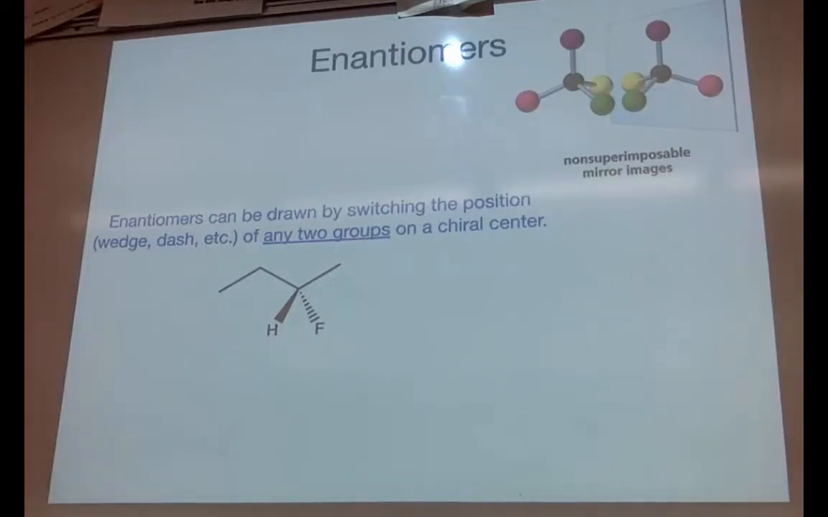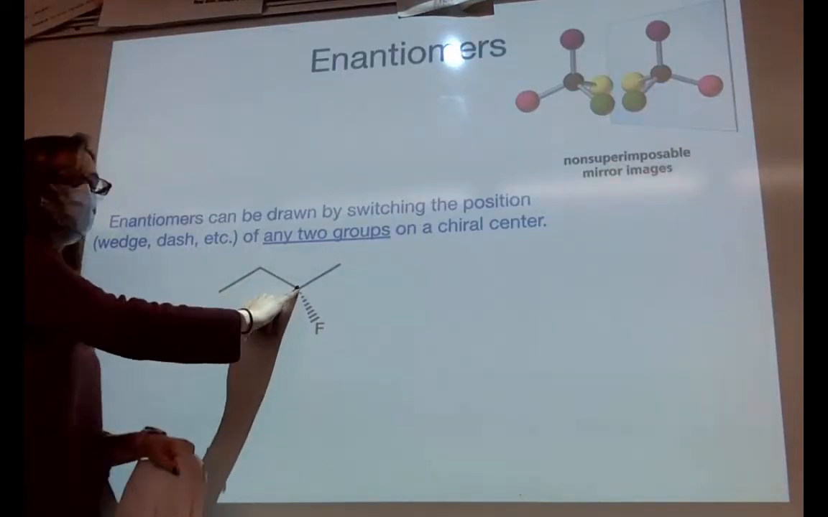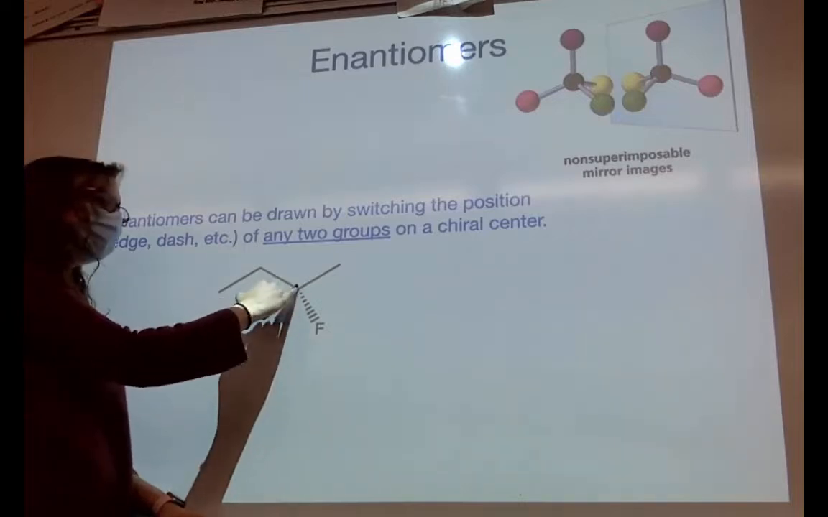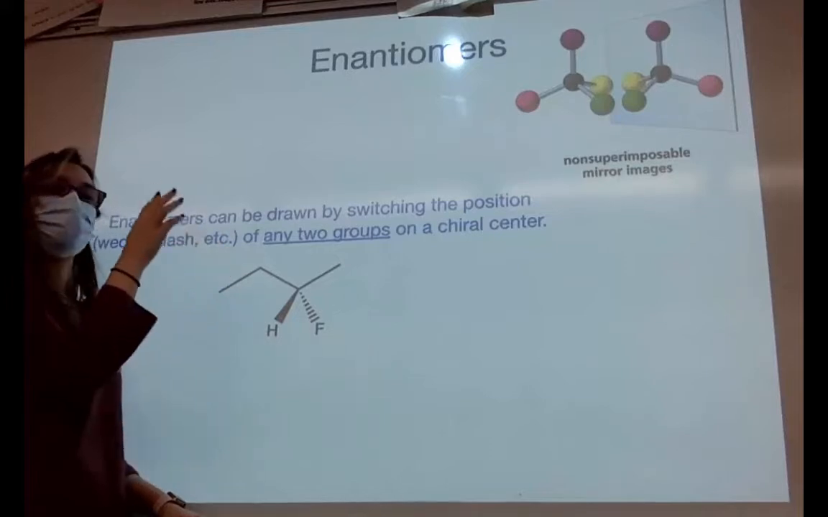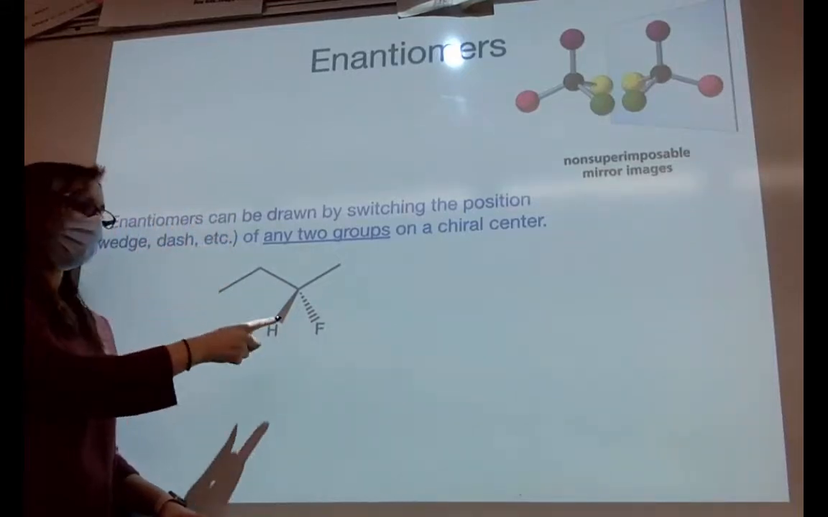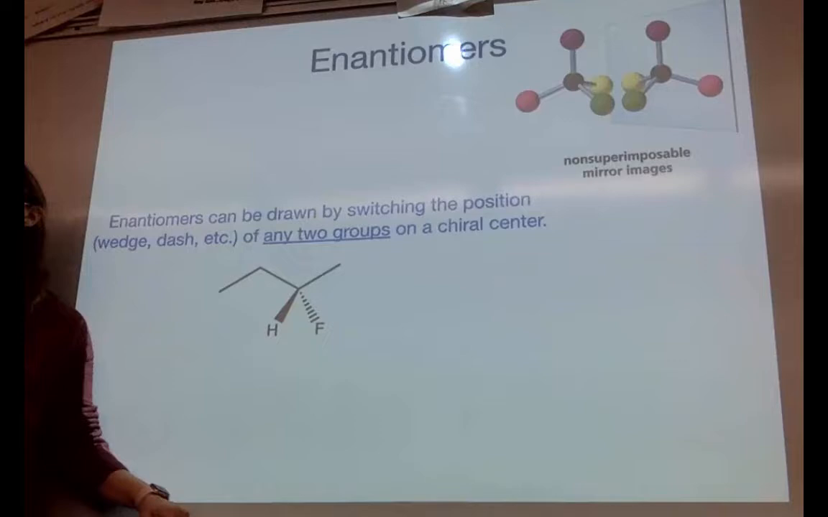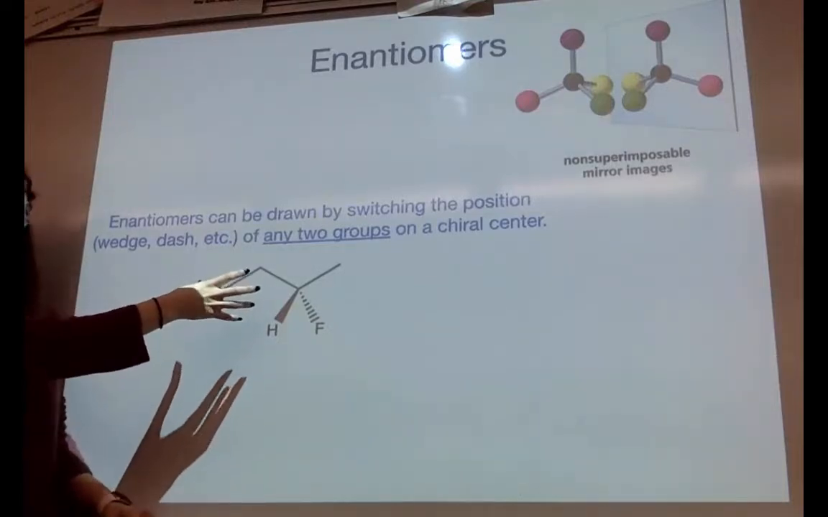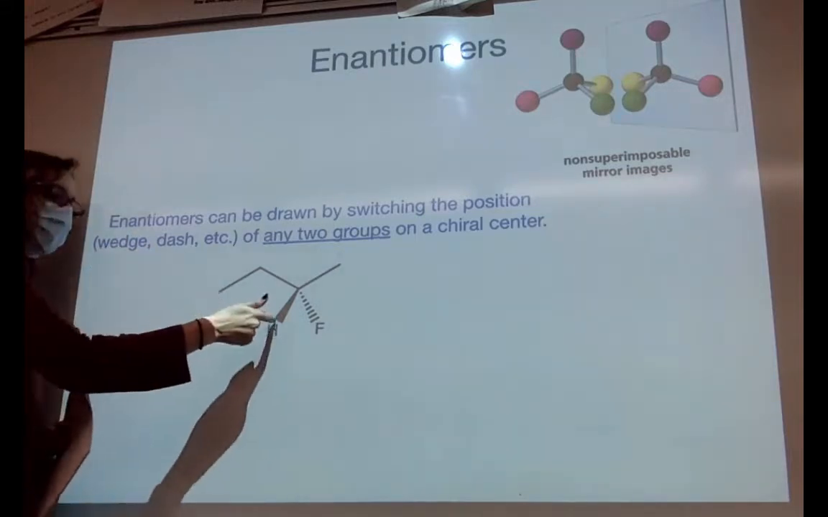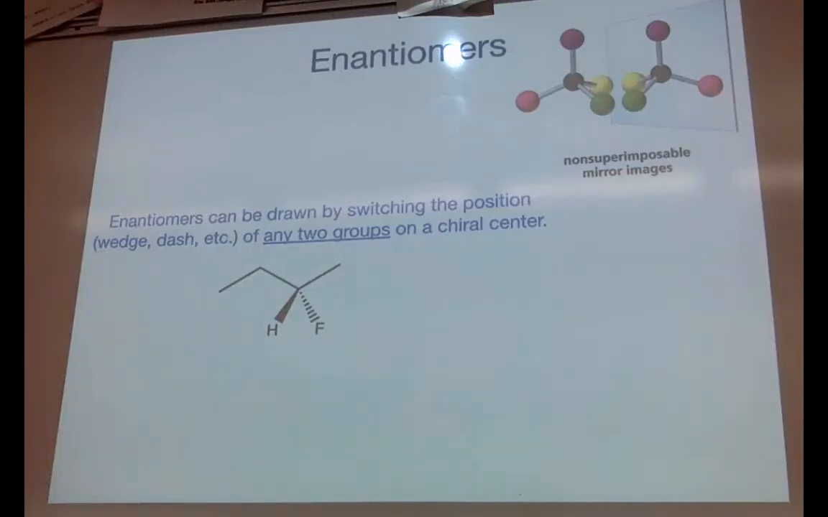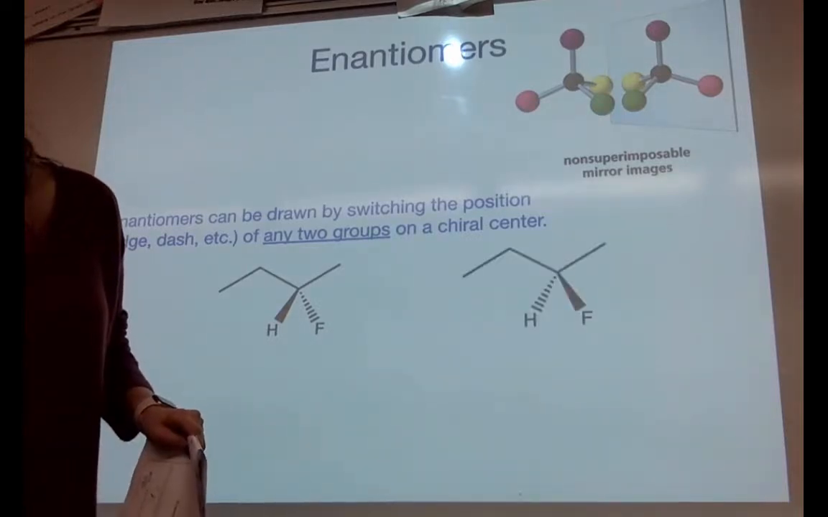So when you know you have a chiral center, how do I know? Well, I have a methyl, a fluorine, a hydrogen, and an ethyl. Four different groups. This is a chiral center, which means this will be a chiral molecule. A little trick, if it says draw the enantiomer of this chiral molecule, just make the wedge a dash and make the dash a wedge. There's your enantiomer. You can just switch the wedge and dash, and it makes it into the enantiomer.